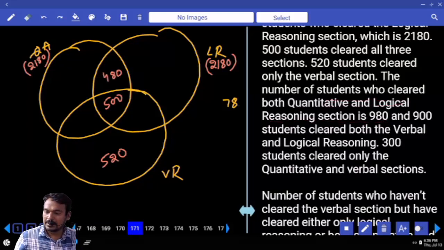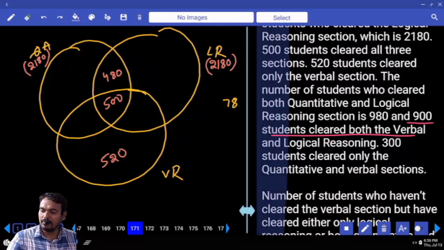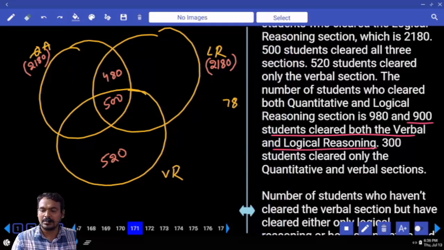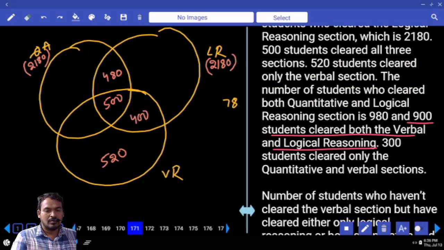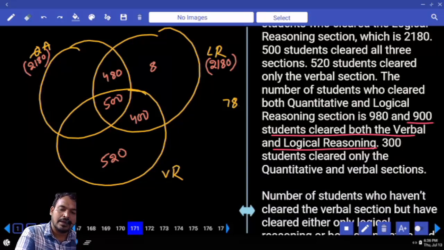480. Next 900 students cleared both verbal and logical reasoning. 900 verbal and logical reasoning means this total value is how much? 900. In that already 500. What is the remaining? 400. Okay. What is the total logical reasoning? 2180. In that how much value is completed? 1380. What is the remaining? 800.